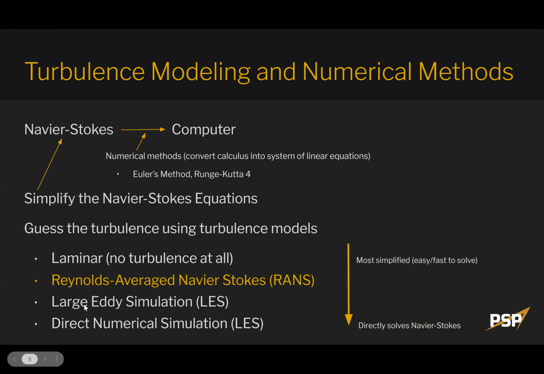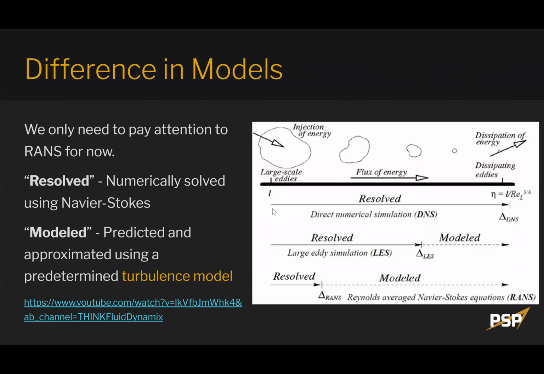LES, you solve for more things using Navier-Stokes and model less stuff using turbulence models, and then direct numerical simulations, oh, that's supposed to be DNS. That's basically solving Navier-Stokes directly. So you don't use any turbulence models. You don't fill in any gaps with predictions. You just solve it directly. And that's kind of shown on the graph over here. You can see that resolved means that you're directly solving Navier-Stokes, and modeled means that you're just plugging in an equation to predict what's happening in that area.